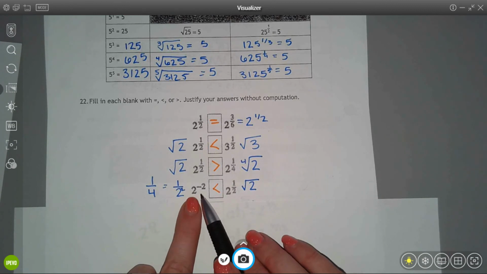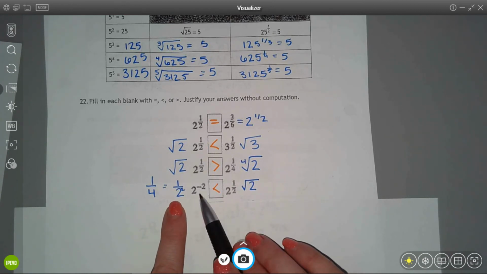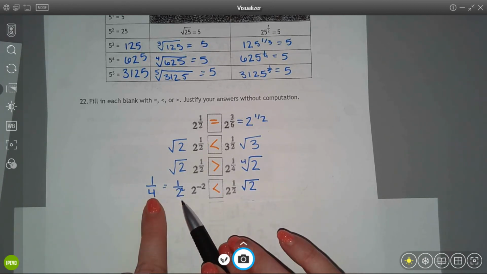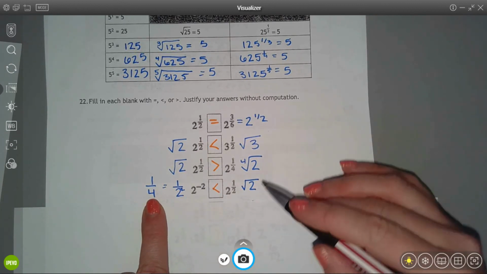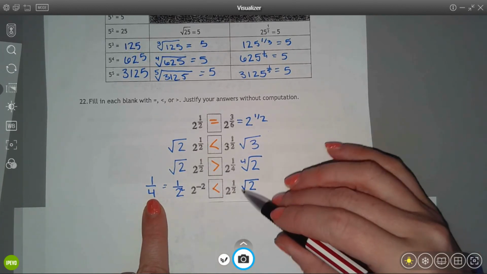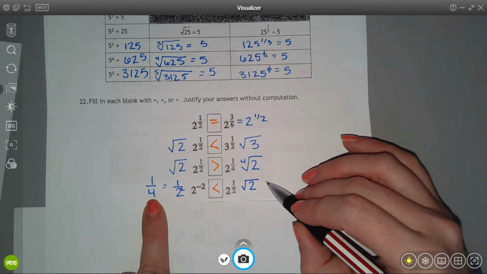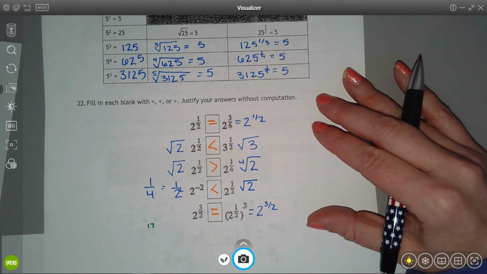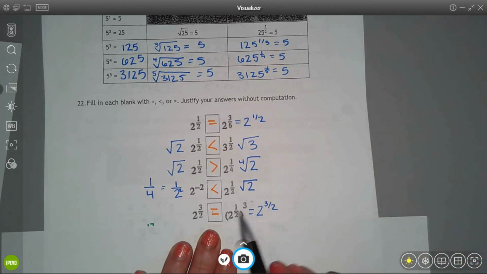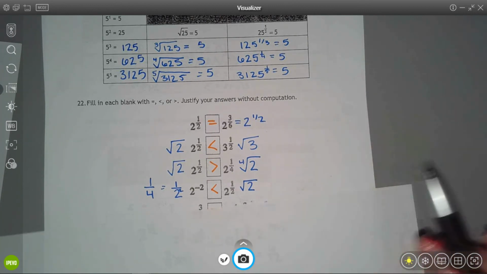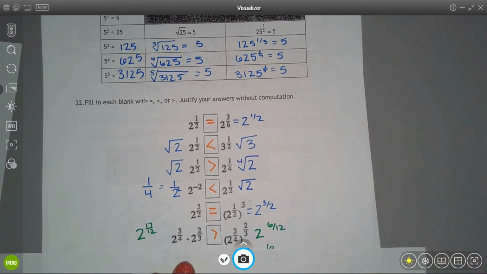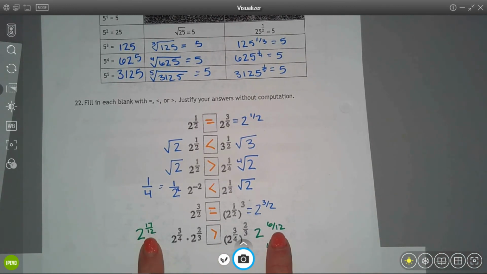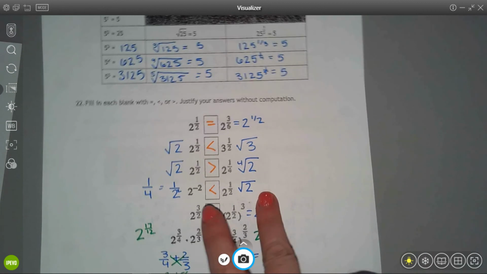That means 1 over 2 squared, and 1 over 2 squared is the same as saying 1/4. Well, the square root of 2 is bigger than 1/4. Down here, I'm going to go ahead and distribute that, and that equals 3 halves, so that is equal. And lastly, I put these into the exponential form here, and 17 out of 12 is bigger than 6 out of 12. Okay? And that is it.